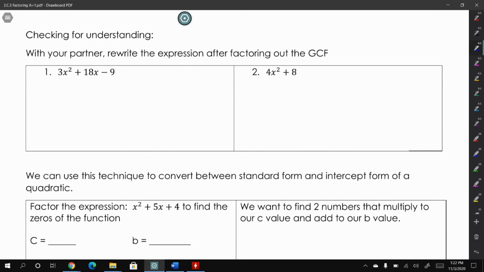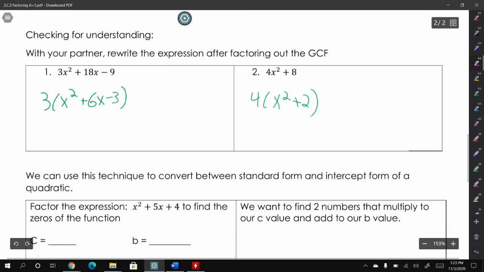I want you to try to factor these by taking the GCF out. So pause the video and see if you can factor these by just taking the GCF, the greatest common factor, out. And once you're done, unpause it and see if we got the same answer. All right, so this is what I got. And again, you can always double check by multiplying this back and seeing if you get the original answer.